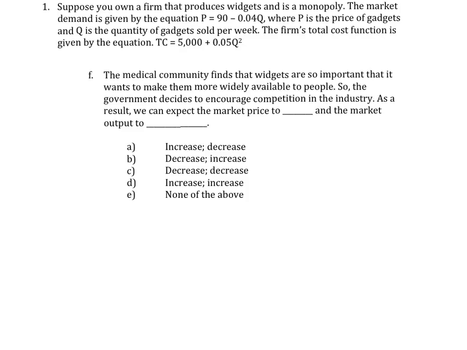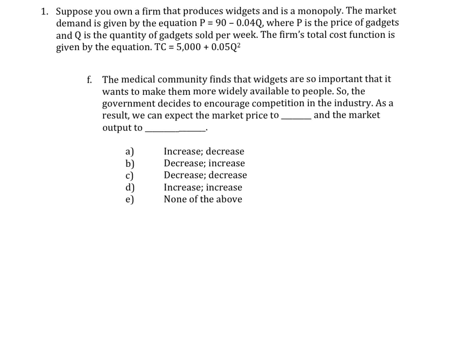And finally, we have part F, which is a multiple choice. Now, this is basically to understand the difference between a monopoly and a perfectly competitive industry. Remember that a perfectly competitive industry will produce at the point where demand equals marginal cost.